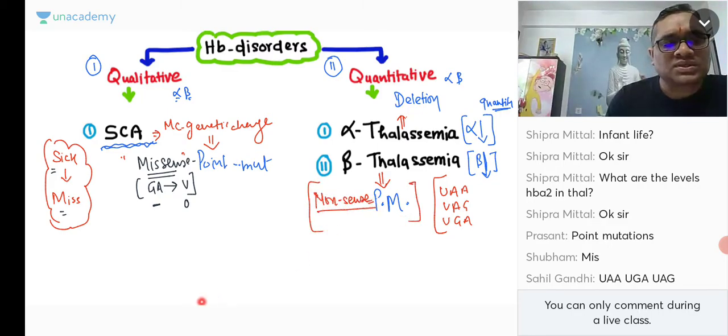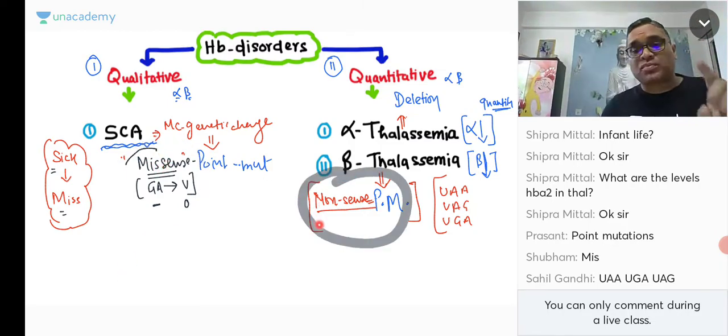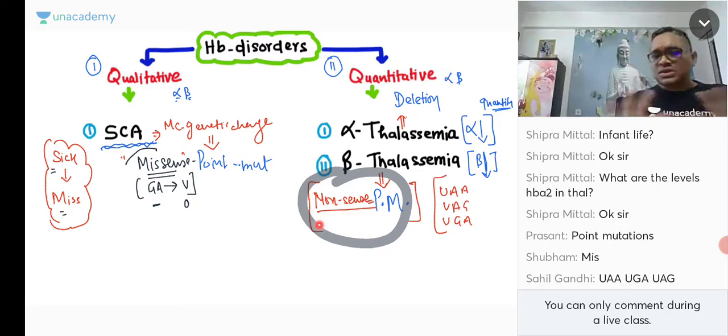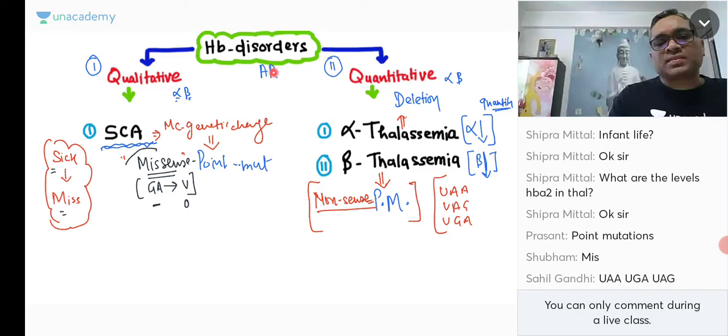So now you got this clear. These are the two very important things. Missense point mutation is seen in sickle cell anemia. Nonsense point mutation is because of the stop codon or nonsense codons, UAG or UGA. Clear? So these are the basic differences. And remember, both of these hemoglobin disorders are autosomal recessive. Out of all the hemoglobinopathies, which is the most common hemoglobinopathy?